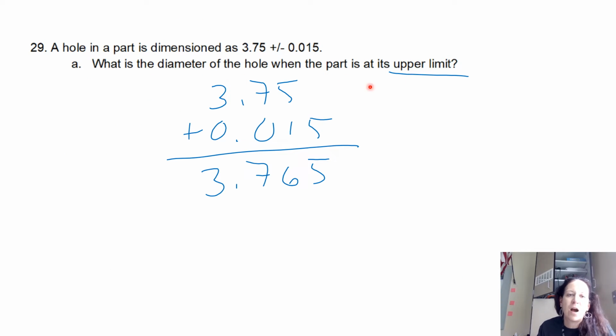This is asking the upper limit. So you're given the measurement, you're given the tolerance there. So to get the upper limit, we would be adding. And so this ends up being 3.765. There are no units on that. So I guess we don't put any units on it.